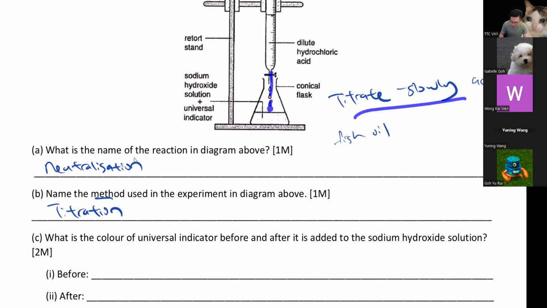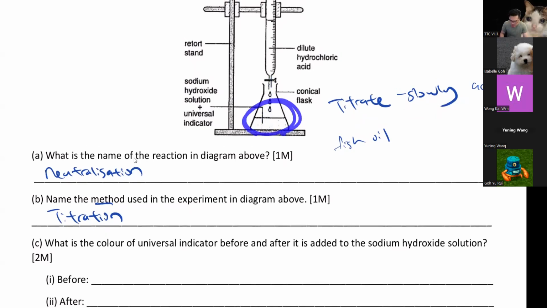That's why you slowly add acid to the alkaline. We call it titration because we slowly add to the alkaline. So guys, let me repeat again. The reaction is called neutralization. The method, what you are doing here, is titration.